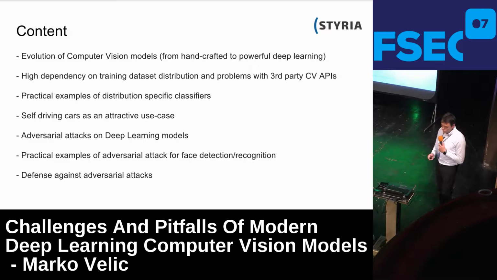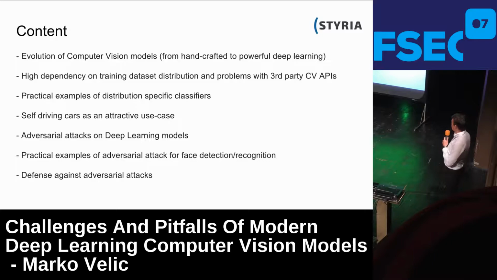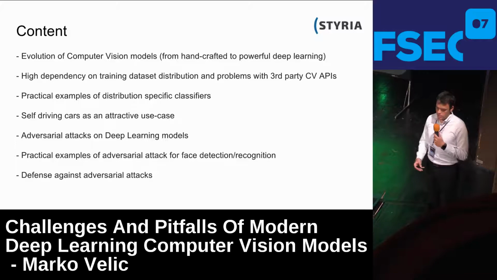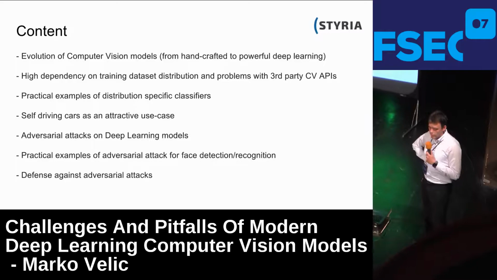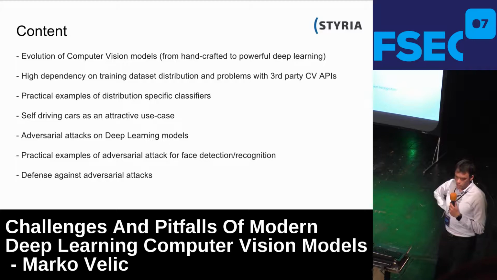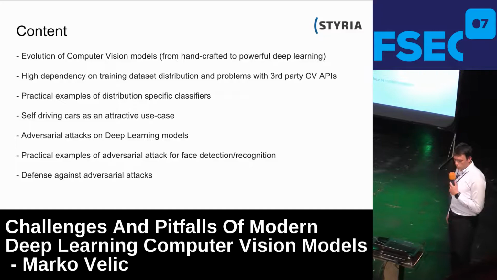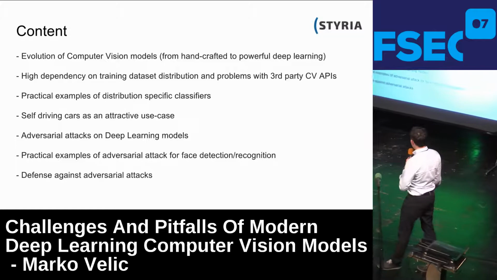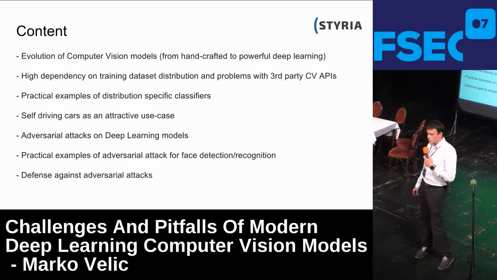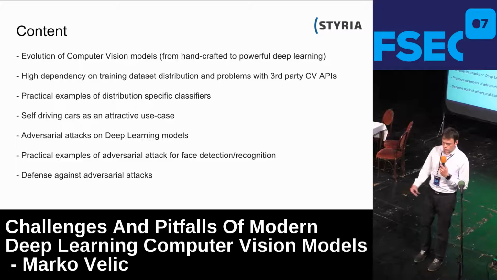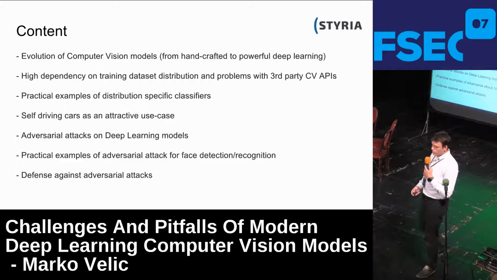So today we will talk, for a start, briefly about the evolution of computer vision models, how these models evolved from handcrafted features to powerful deep learning models. This is important to understand the problems that my colleague will demonstrate later. Then briefly about the high dependency of these models on the training set distribution, with some practical examples of specific classifiers, and then we will speak a little bit about self-driving cars as an attractive use case in this field. After that, my colleague Enes will demonstrate some adversarial attacks on deep learning models. We even made a small demo project just for this lecture. And he will also present some strategies for defending against this kind of attacks.